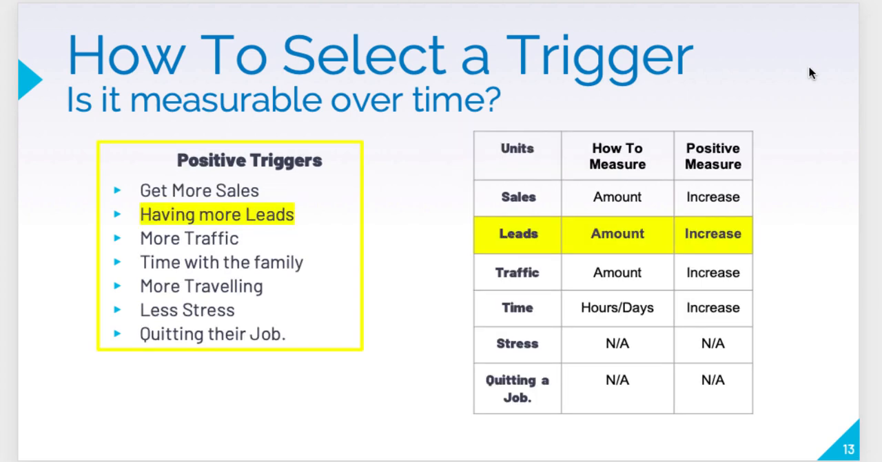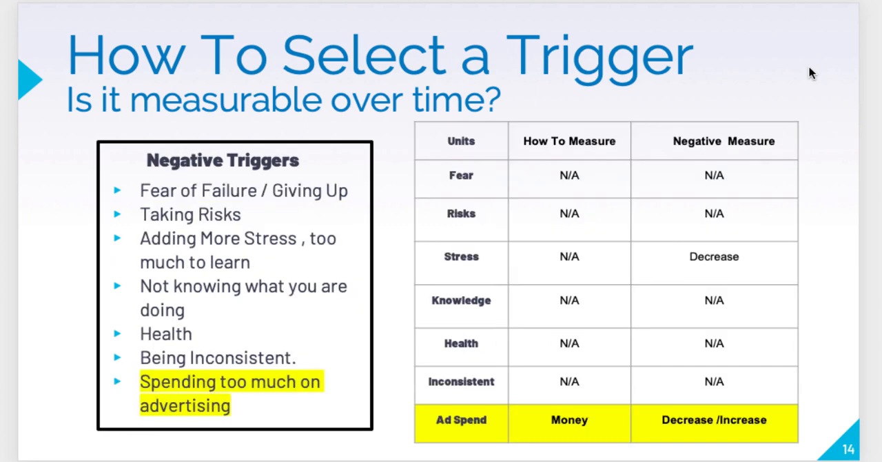So just for the purposes of my example, I'm going to look at increasing the leads. So I want somebody to be having more leads, and I want to be able to increase that over time. So that's going to be my positive trigger that I'm going to look at. And then from a negative point of view, I want to look at how much I'm spending on advertising and optimize that. So I've said decrease or increase here. I want to be able to make sure that I'm optimizing over time how much somebody is spending on advertising.